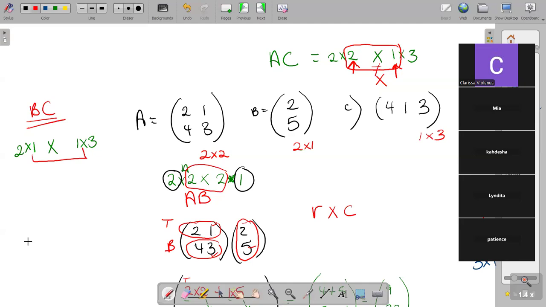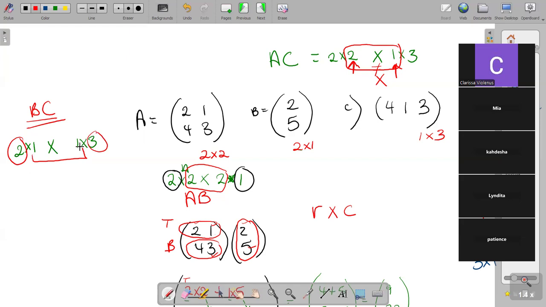No, this is actually a challenging question. Because what type of answer will I get here? When I multiply this, well, it's not challenging. It's just a little confusing if you don't know what you're doing. So that's why I give this to you. What type of matrix answer will I end up with? Excellent. I'm going to end up with a 2 by 3.